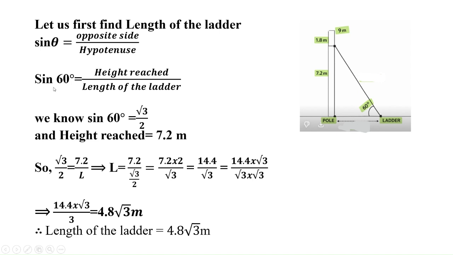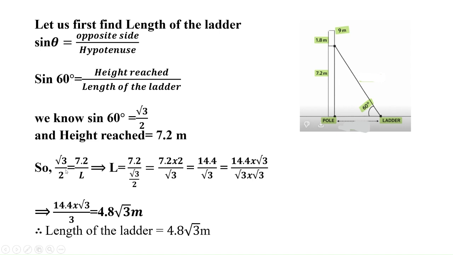So we just need to substitute the values, but theta is 60 degrees, that we know, given in the problem. So sine 60 is equal to height reached by length of the ladder. Opposite side by hypotenuse is nothing but the height reached by length of the ladder. But we know that sine 60 is equal to root 3 by 2. And the height reached is 7.2 meters, 9 minus 1.8, we have done. So we are just substituting the values.